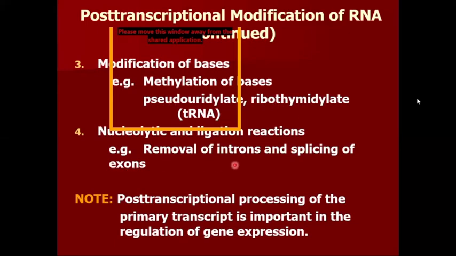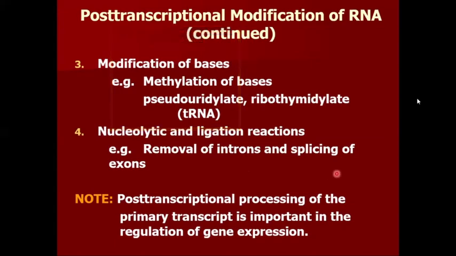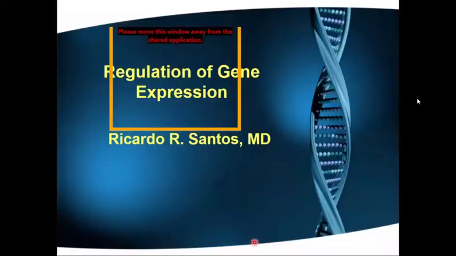Then removal of introns and splicing of exons for the maturation of messenger RNA from heterogeneous nuclear RNA. And this post-transcriptional processing is important in the regulation of gene expression.